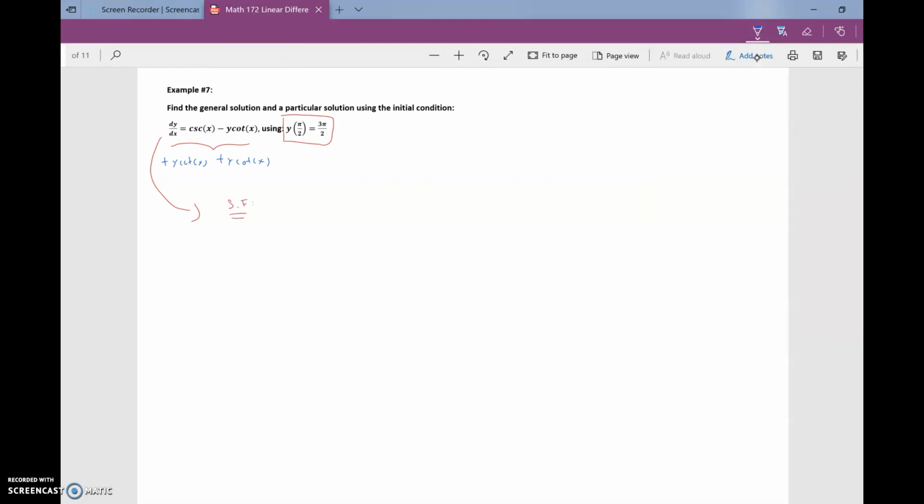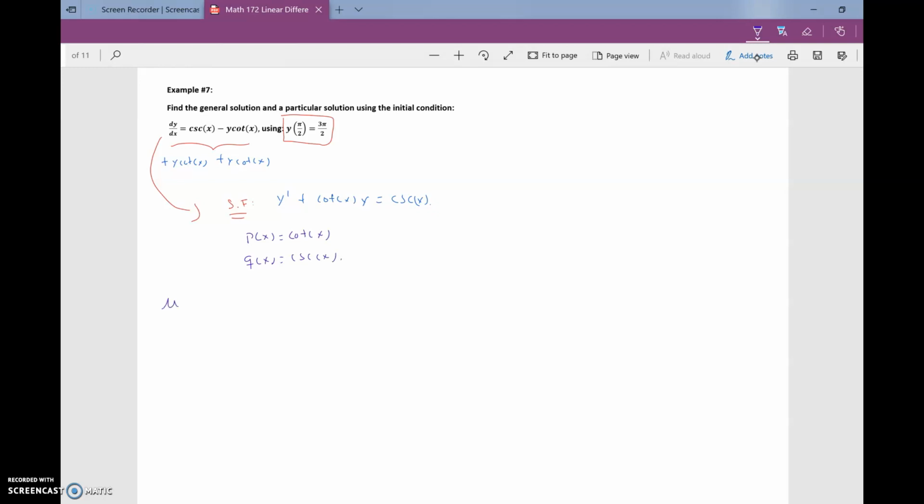In this case, let me just write it as y prime plus cotangent of x times y is equal to cosecant of x. And for this particular one, it happens to be linear. Our p of x is equal to the cotangent of x. Our q of x is equal to the cosecant of x.